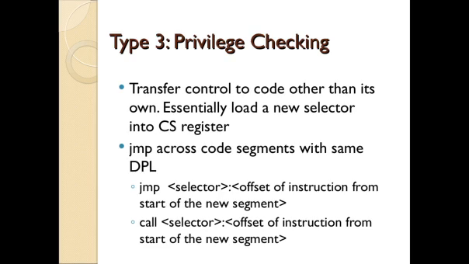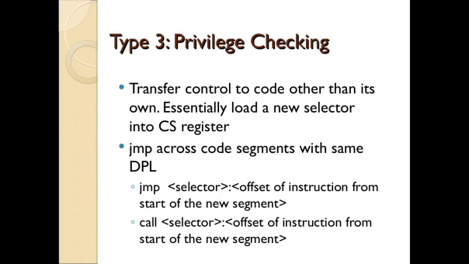When we want to jump to some other code, first we need to check whether the instruction or the segment where we are jumping is at the same privilege level. If it is at the same privilege level, whether it is in the same code. If it is in the same code, then only jump. If it is outside the code or if the privilege level is high, then we cannot access it.